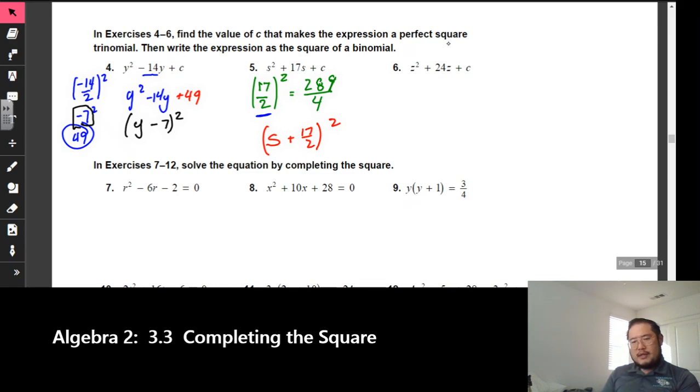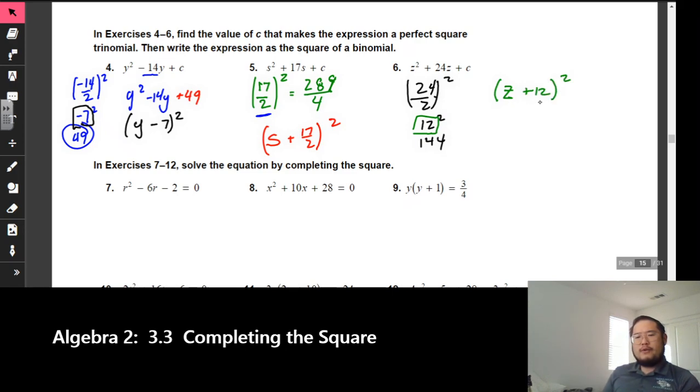We'll try one more time right here with number 6. We take the B term, 24 divided by 2. And then we need to square it. Well, 24 divided by 2 is 12, so 12 squared is 144. Remember that number right here that we got when we divided by 2. Well, that's going to be in my binomial right here. And I'm going to go ahead and write my binomial as z plus 12 quantity squared.